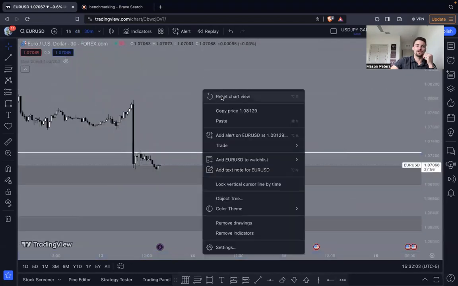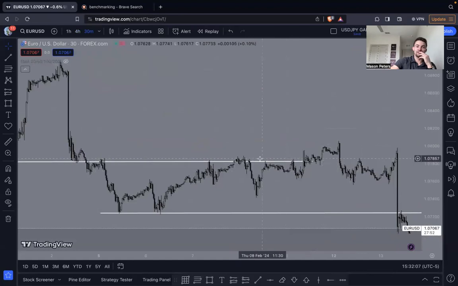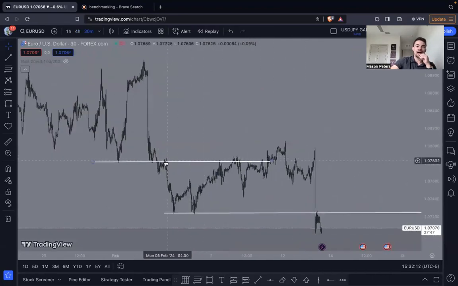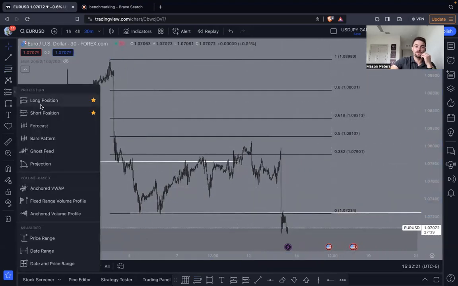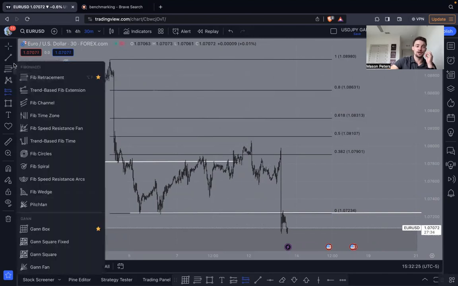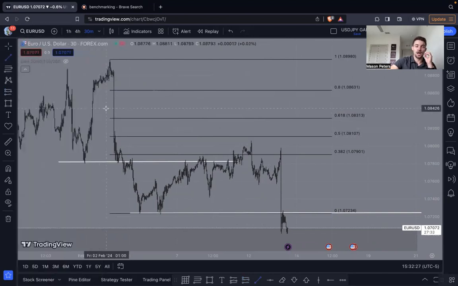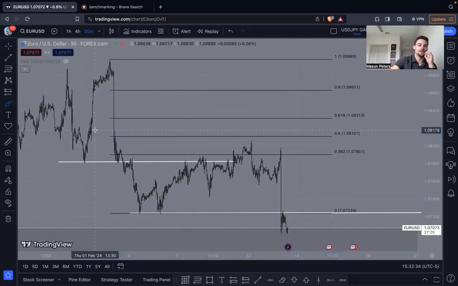We're gonna get into the 30-minute real quick, and we're gonna really break this down, okay? So we have our support level. Remember, we're looking for a Fibonacci retracement on the 4-hour into the 50%. So we are looking for price to come into this area right here. That is where we want price to come into.